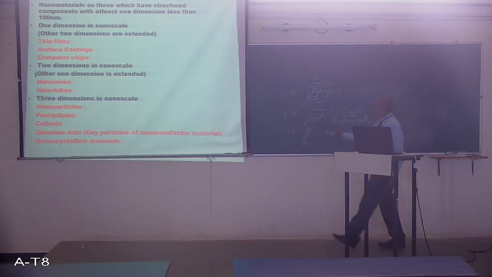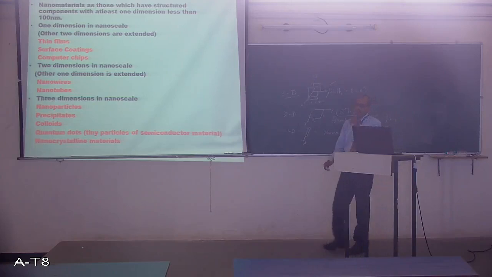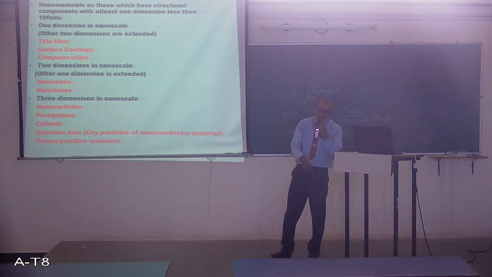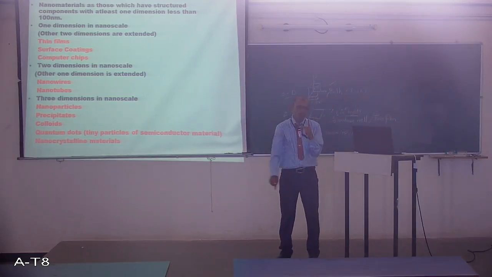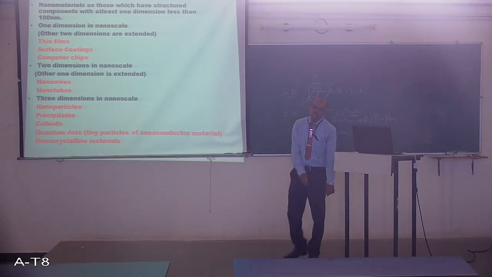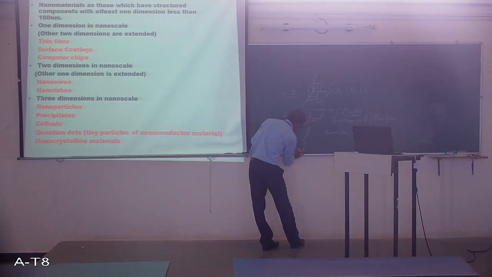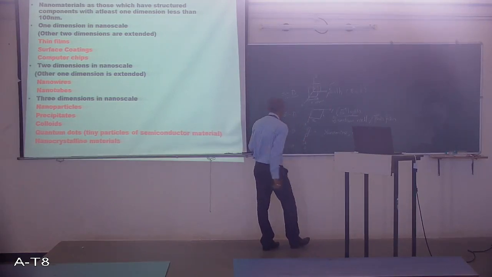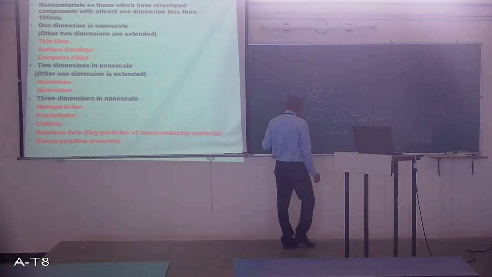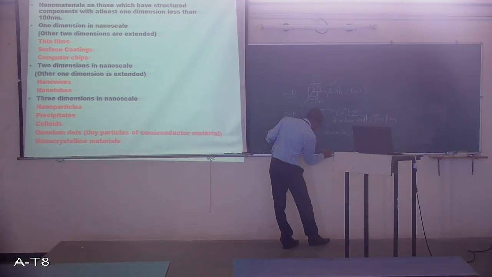If you remove all three dimensions, it means we are going to suppress the z coordinate, suppress the y coordinate, suppress the x coordinate. We will get a point, which we call a zero-dimensional structure. Such type of structure in the material we call a quantum dot.